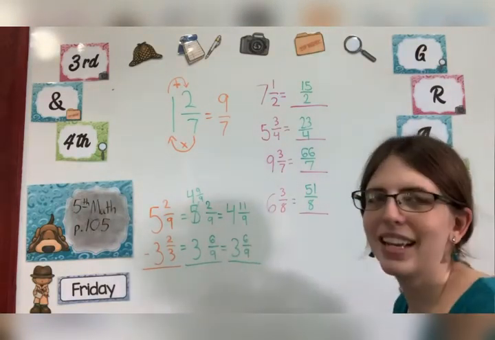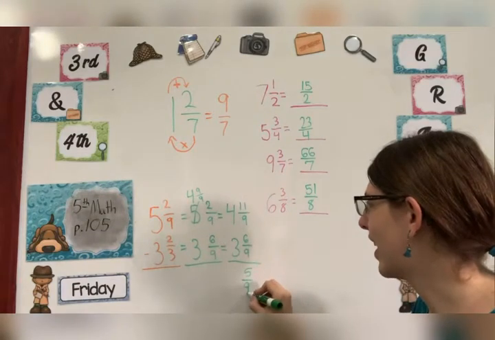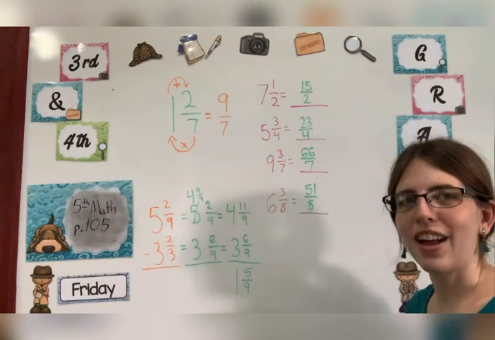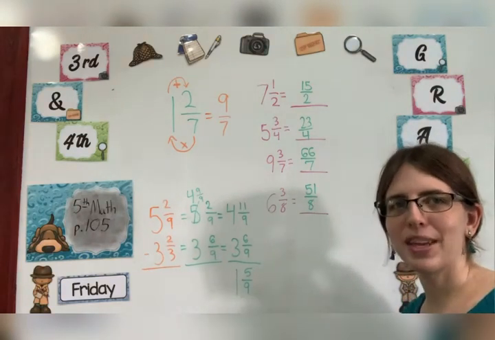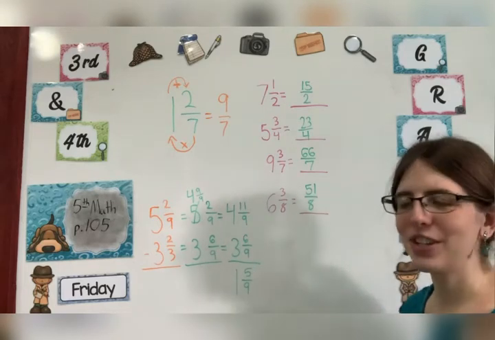11 minus 6 is 5 over 9, and 4 minus 3 is 1. So I got 1 5/9. Always check your fraction to see if it can be reduced, and can it? Nope, so I'm good to go.